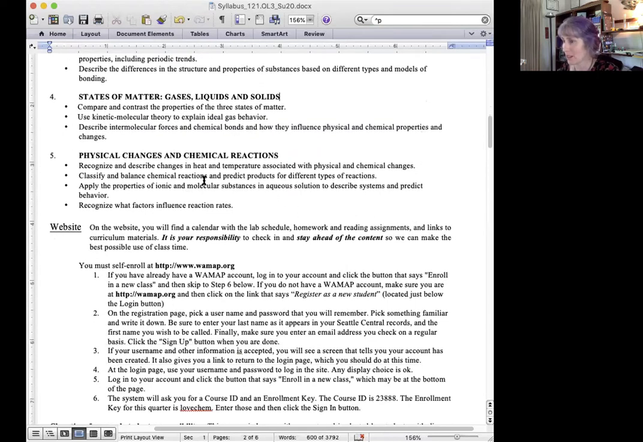And lastly, we are going to work with heat and energy and relate those to chemical and physical changes. We will balance equations, predict some products. Then we're going to talk about what factors influence reaction rates. We will also address some equilibrium systems as well.